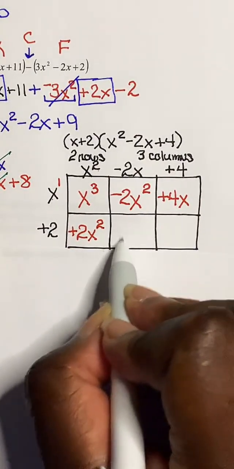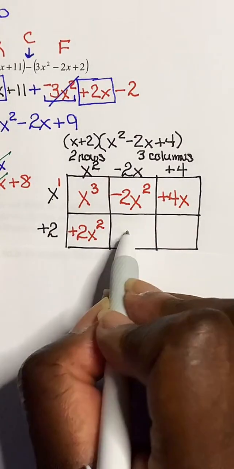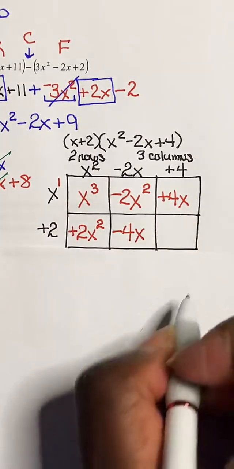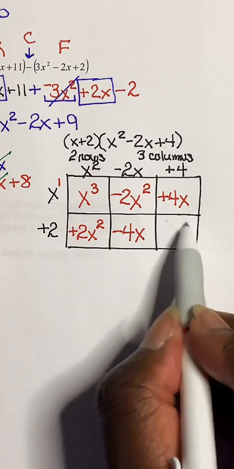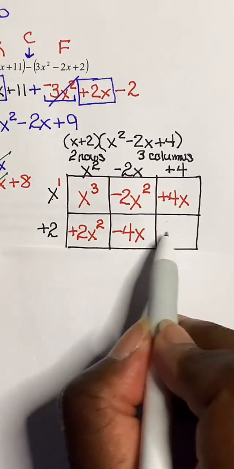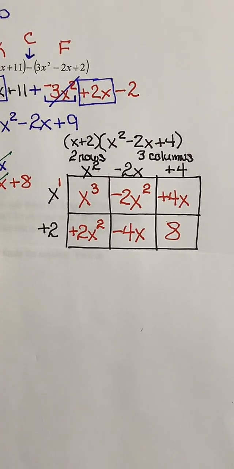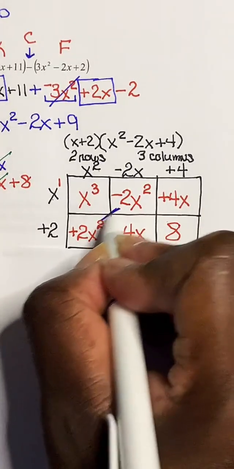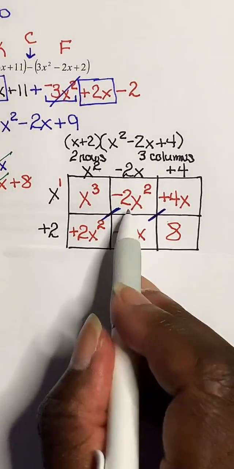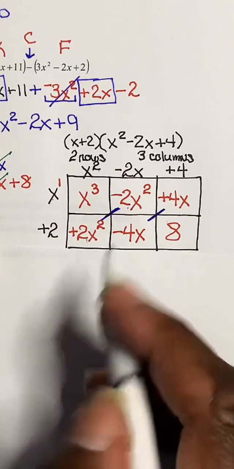Okay. To fill this box, you have x squared times positive 2. That gives us a positive 2x squared. To fill this box, you multiply negative 2x times positive 2. That gives me a negative 4x. And lastly, to fill this box, you multiply 4 times 2. And that gives us our 8.